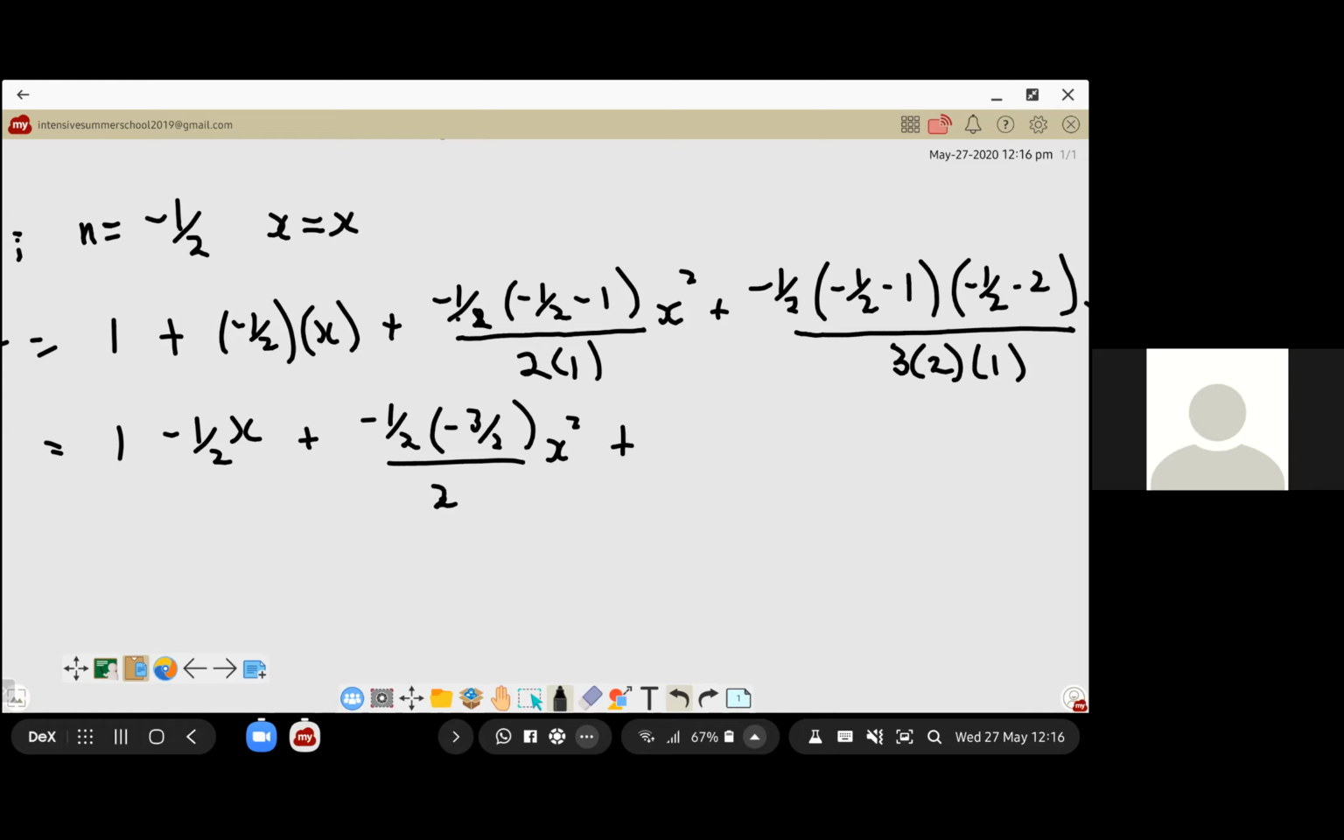Okay, so let's go. Negative half minus 1 will give you what? Negative 1.5. Negative 1.5 is what? Negative 3 over 2. And then negative half minus 2 will give you what? Negative 2.5. And 2.5 is what? Five over 2. So negative 5 over 2. Do you see how I'm going about it, and how we are not depending too much on the calculator?